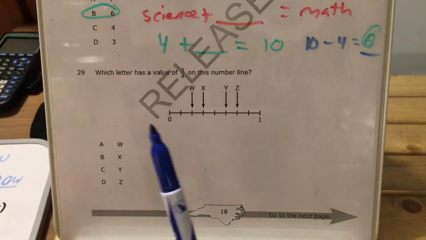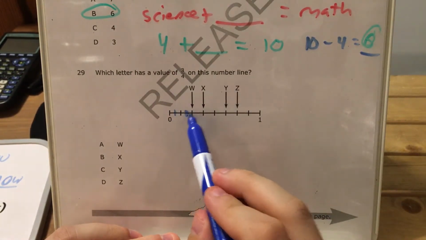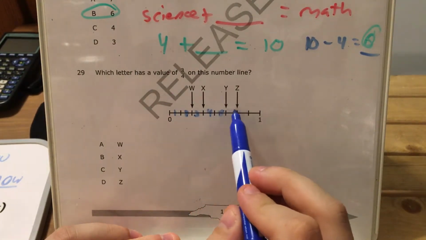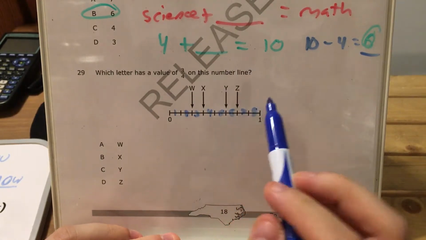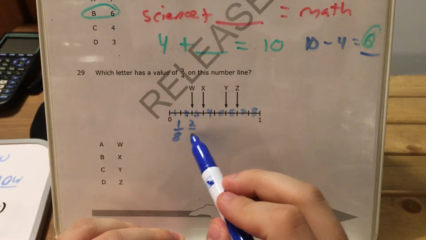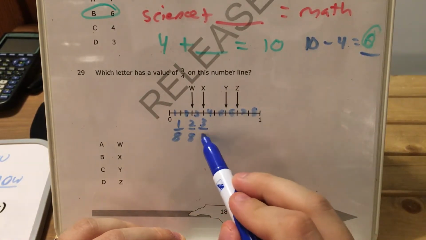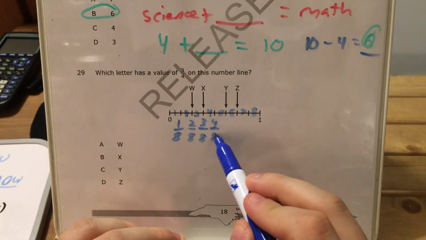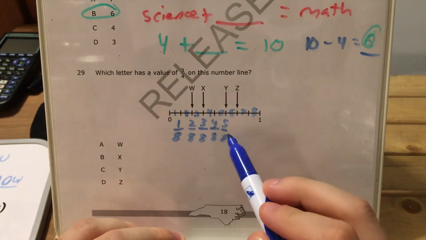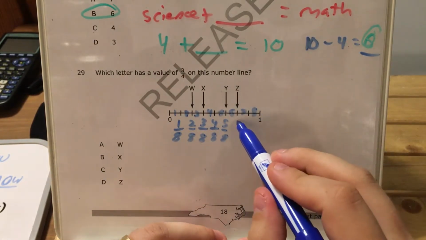First thing I want to do is count my number of little spaces in the number line. That's 1, 2, 3, 4, 5, 6, 7. Since there's 8 little spaces, and the number line starts at 0 and ends at 1, I'm going to fill in 1/8, 2/8, 3/8, 4/8, and so on.